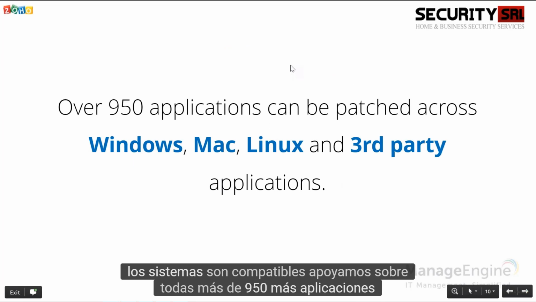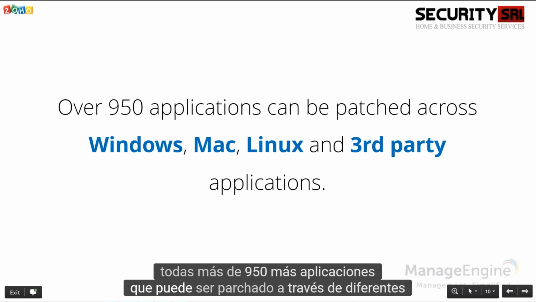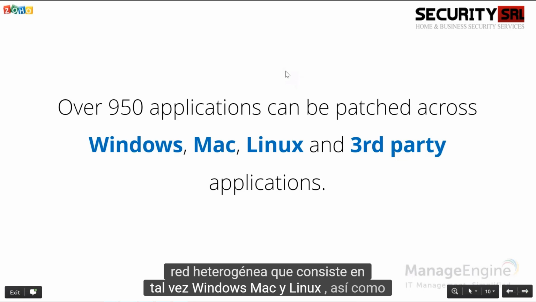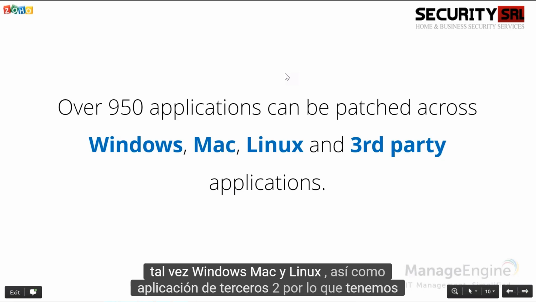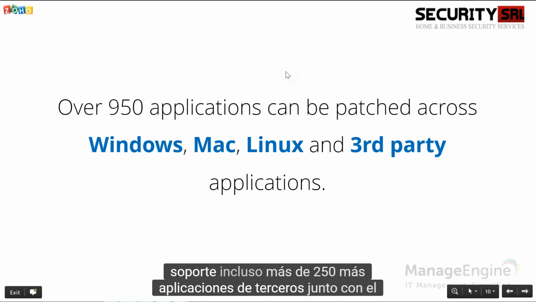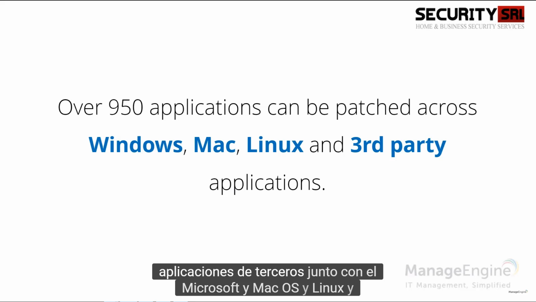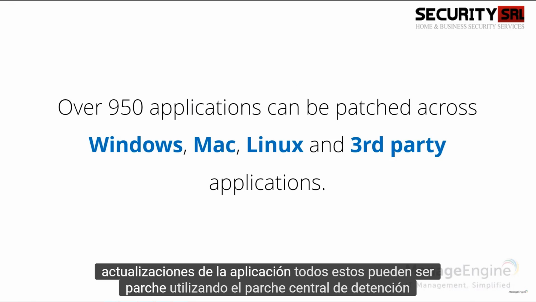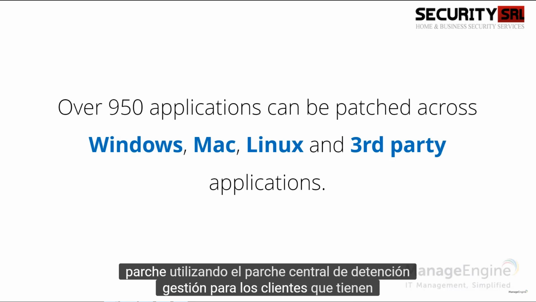We support overall more than 950 applications which can be patched across different heterogeneous networks, which may consist of Windows, Mac and Linux, as well as third-party applications too. So we support more than 250 third-party apps, along with the regular Microsoft, Mac and Linux OS and application updates. All these can be patched using Desktop Central Patch Management.